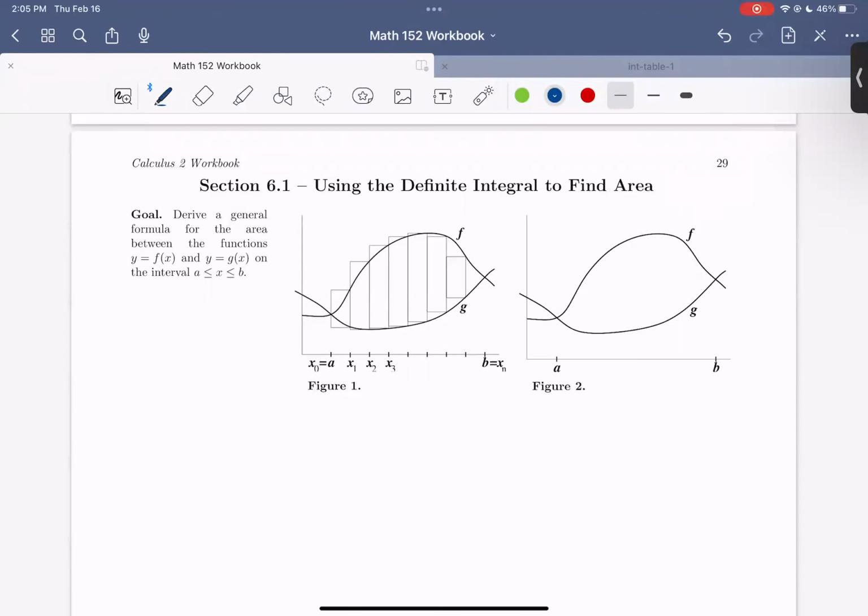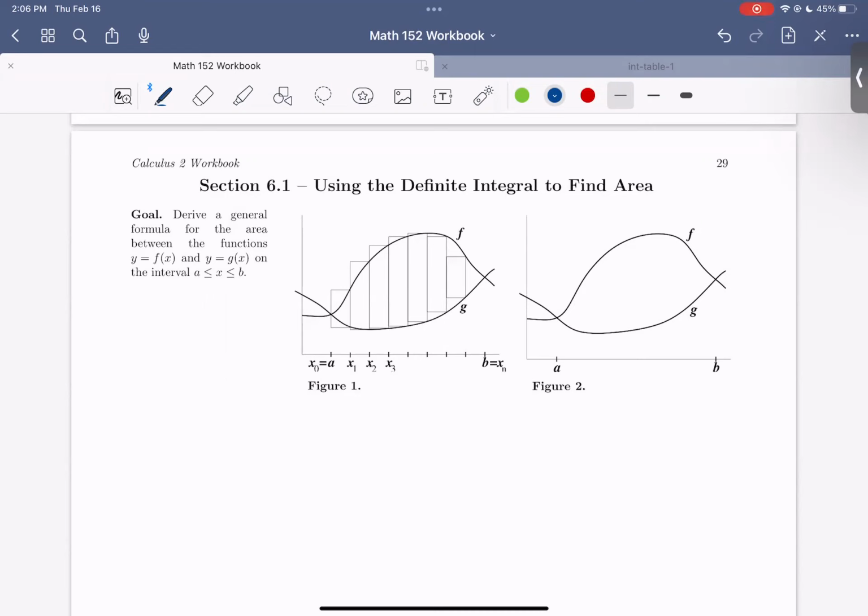Hello, everyone. In this video, we're going to begin section 6.1, where we're going to be using the definite integral to find area. Before we get into this topic, I just want to introduce this chapter a little bit. In chapter 5, what we were working on was finding and learning about methods for computing integrals, which, as we saw in chapter 4, an integral of a function computes the area underneath the function.